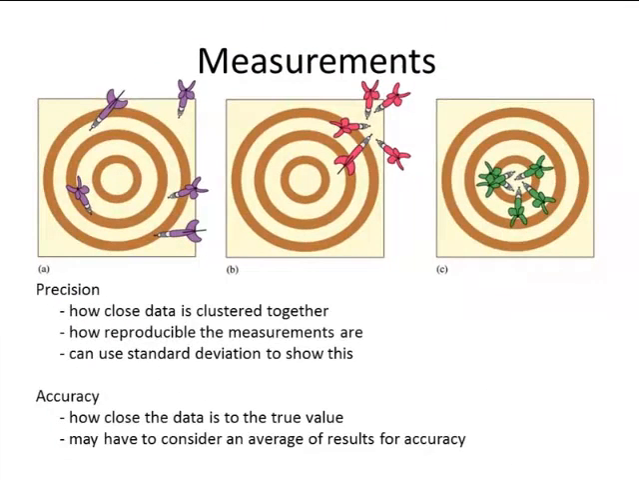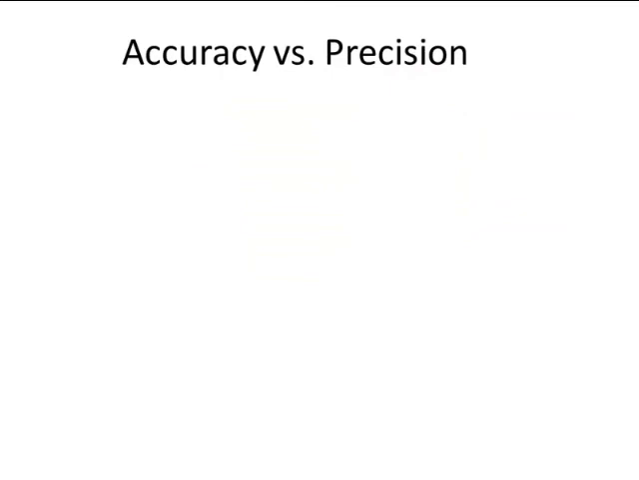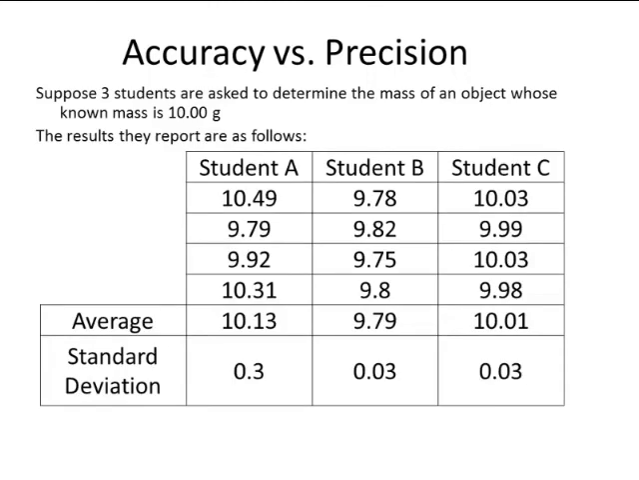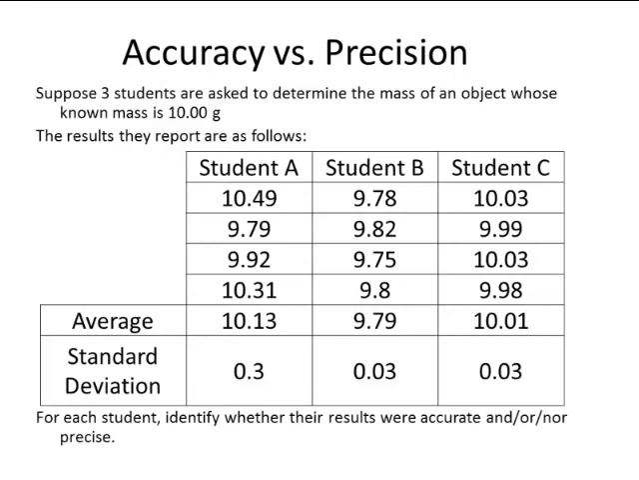So let's look at a numeric example of precision and accuracy. Suppose 3 students are asked to determine the mass of an object whose known mass is 10 grams. The results they report are listed here in this table. So for each student, we want to determine whether their results were accurate or precise. To do this, let's look at student A. We know the known mass of the sample that they're measuring is 10 grams, 10.00 grams in fact.